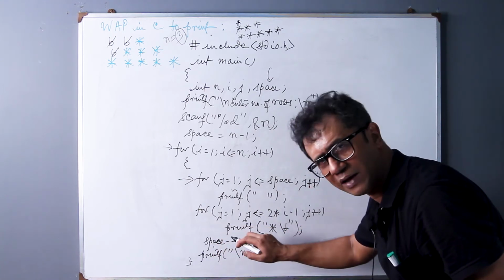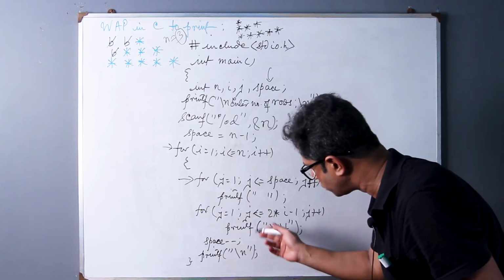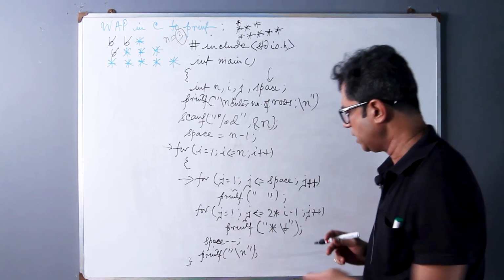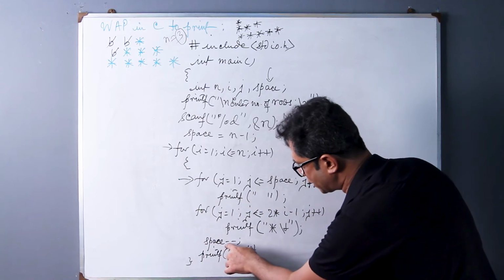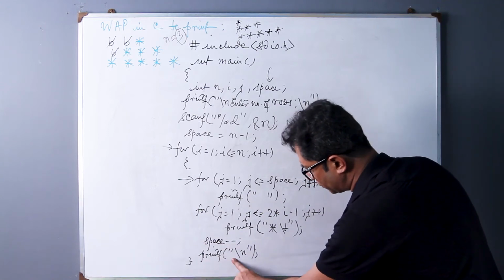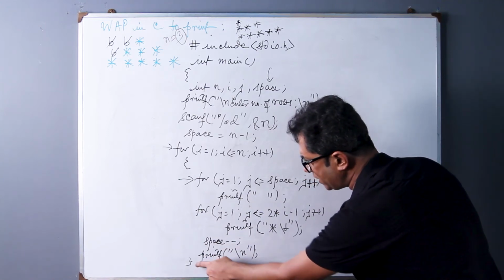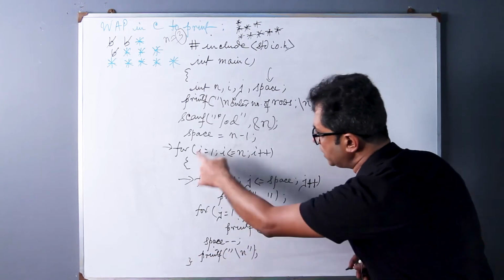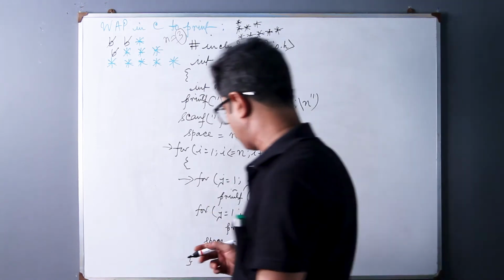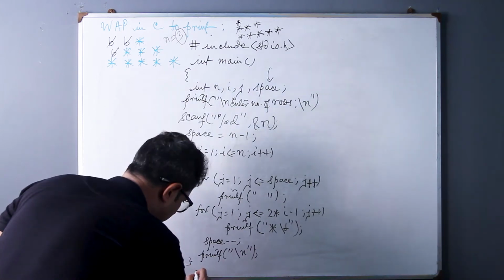We decrement the value of space by unity, that is, by 1. So we have written space minus minus. Then we print the new line by this statement, printf new line. Then we come to the end of this outer loop section, and we are left with only 2 lines now, that is return 0.